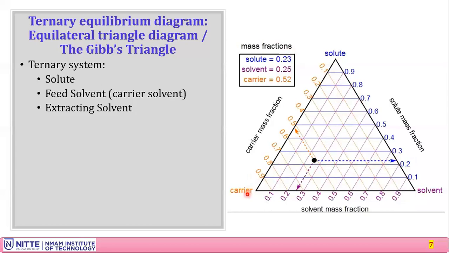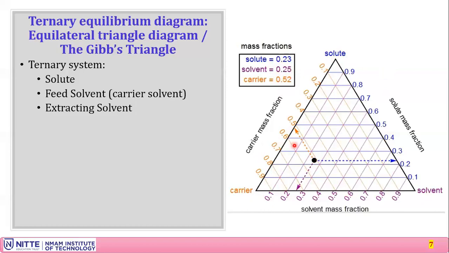Similarly for the carrier, this one, the feed solvent, if you take this part, the opposite side of that is completely 0, 10%, 20%. So if it is on this particular line, it is 80%. So how much is this particular point? 52%. So the feed solvent is 52% for this particular point. Similarly for the extracting solvent, it is 25%. So total, if you add it, it will become 1 or 100%.